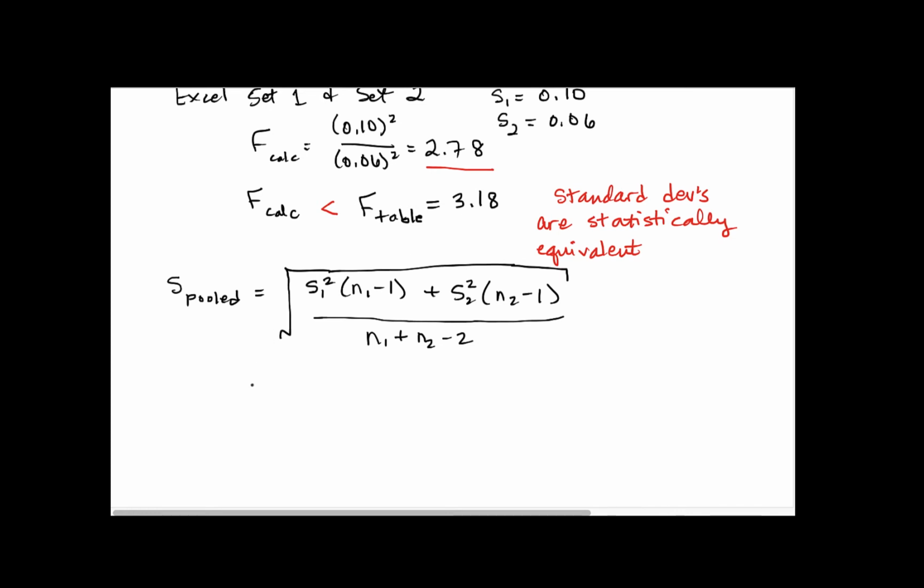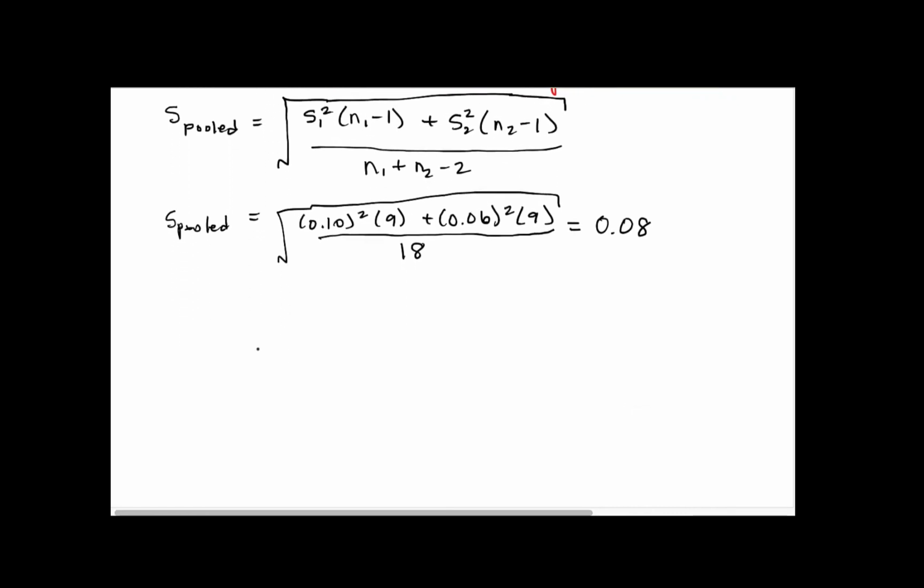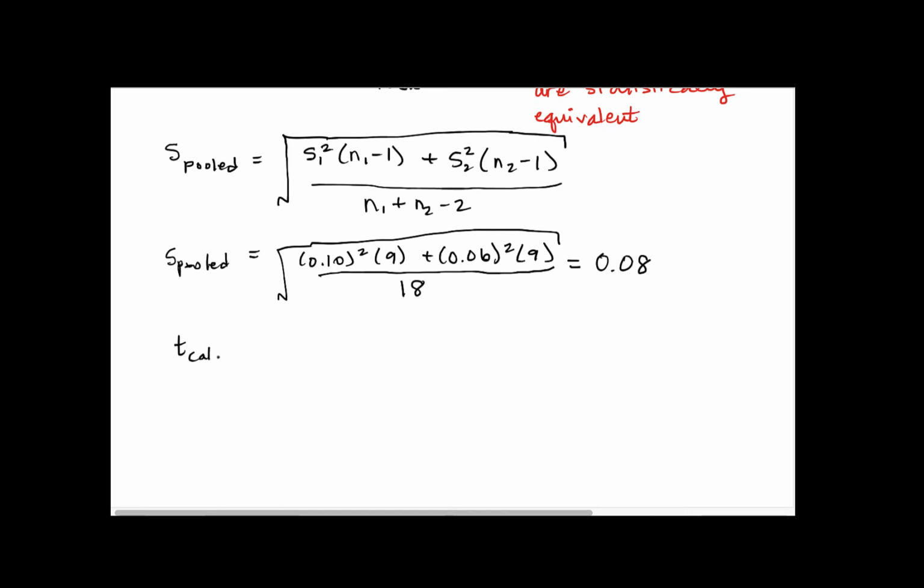So for our sample, the pH example that we're doing, our pooled standard deviation is going to be 0.10 squared times 9 plus 0.06 squared times 9 over 18. So go ahead and pause this for a second and calculate it. Hopefully you got 0.08. Hopefully I didn't make math errors either. So when we pool the standard deviation, we now can go ahead and calculate a t-value.